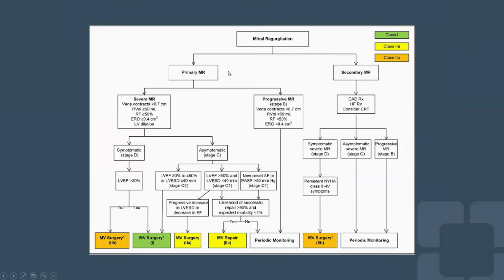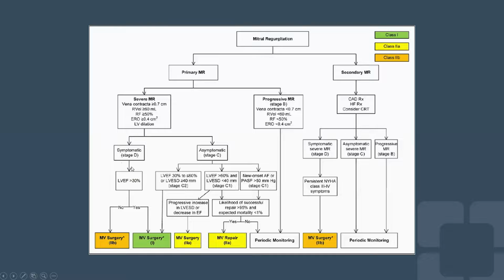So now looking at the guidelines for mitral valve surgery. When it comes to primary MR, when MR is the main problem for the patients, you first want to know how bad the MR is. If the patient has severe MR and they're symptomatic and they have a normal ejection fraction, so symptomatic severe MR, these patients have a class 1 indication for surgery.